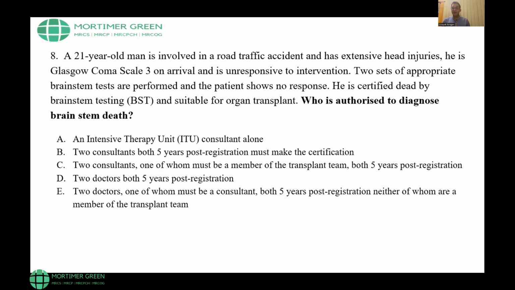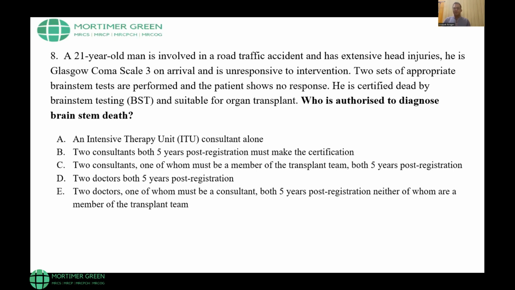C, two consultants, one of whom must be a member of the transplant team. Now that makes sense, right? One of them should be a member of the transplant team. D, two doctors, both 5 years post-registration. Two consultants, it's very similar to option B. Option E, two doctors, one of whom must be a consultant, both 5 years post-registration, and neither of them is part of the transplant team.